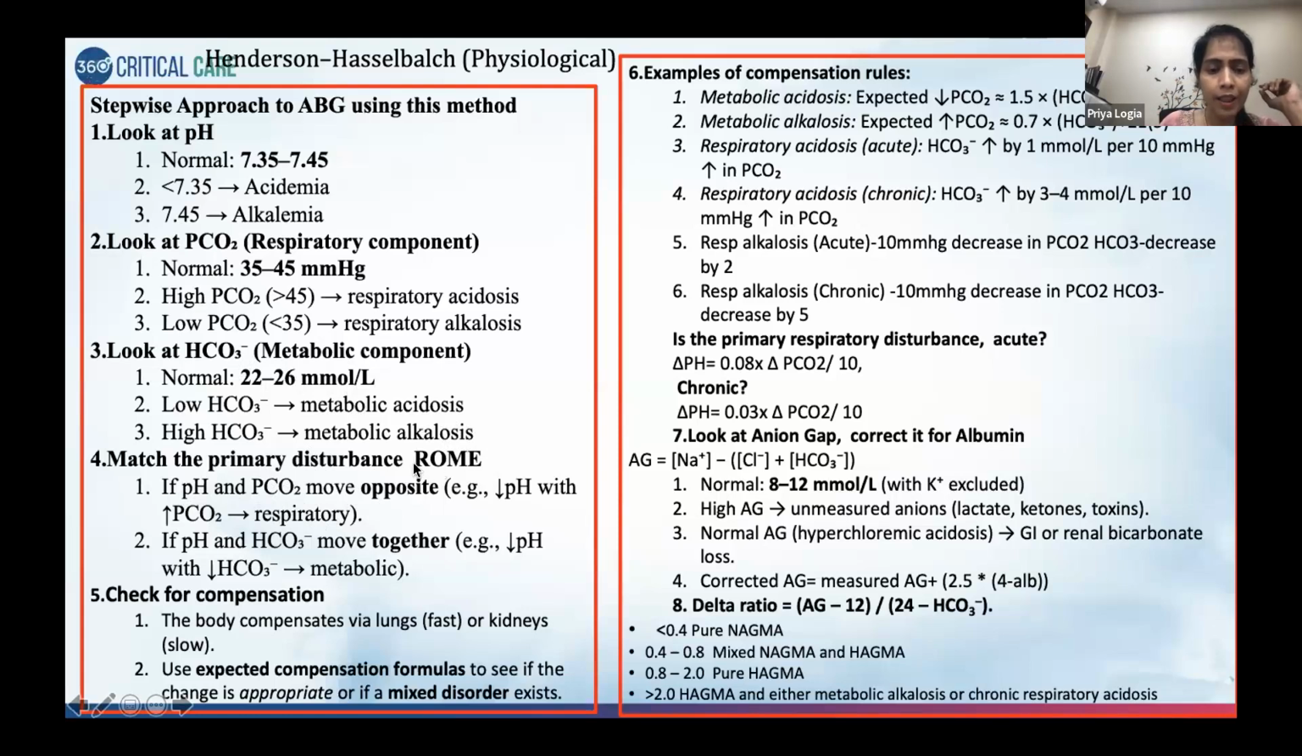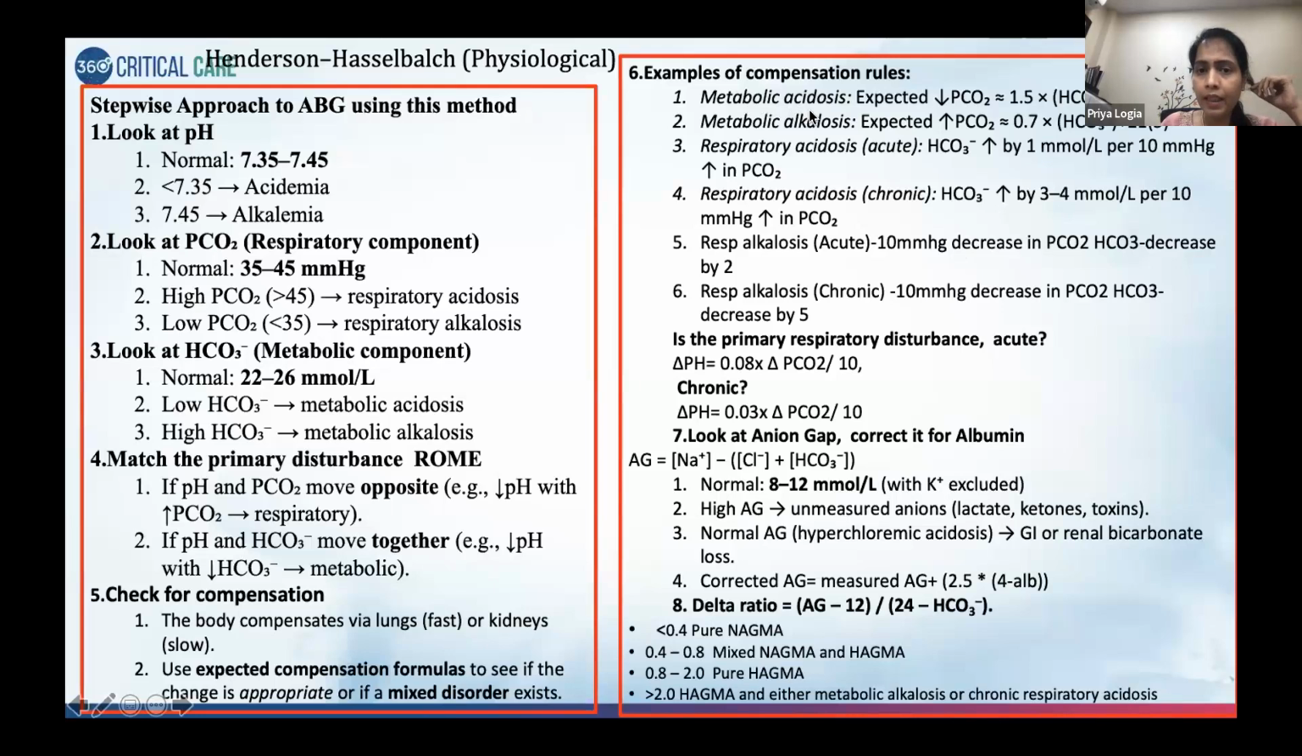Remember this mnemonic, ROME: Respiratory Opposite, pH and PCO2 in opposite directions. If pH and PCO2 are moving together, that is metabolic. And then if the primary pathology is respiratory, your kidneys will try to compensate by either retaining bicarbonate or excreting more bicarbonate, which happens slowly. The kidney compensation will be slow, whereas the lung compensation is going to be fast.